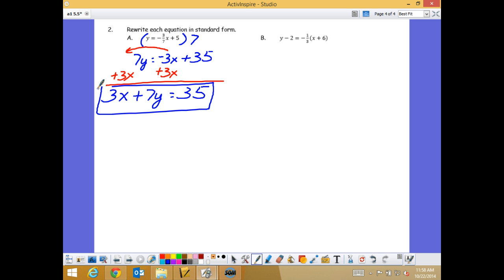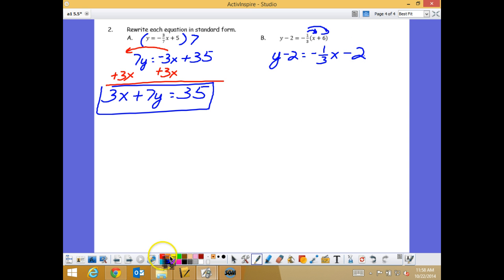Now for B, the first thing I'm going to do is distribute this negative 1/3 first. So when I distribute that, my equation becomes y minus 2 is equal to negative 1/3 x minus 2. Negative 1/3 times 6 is negative 2.